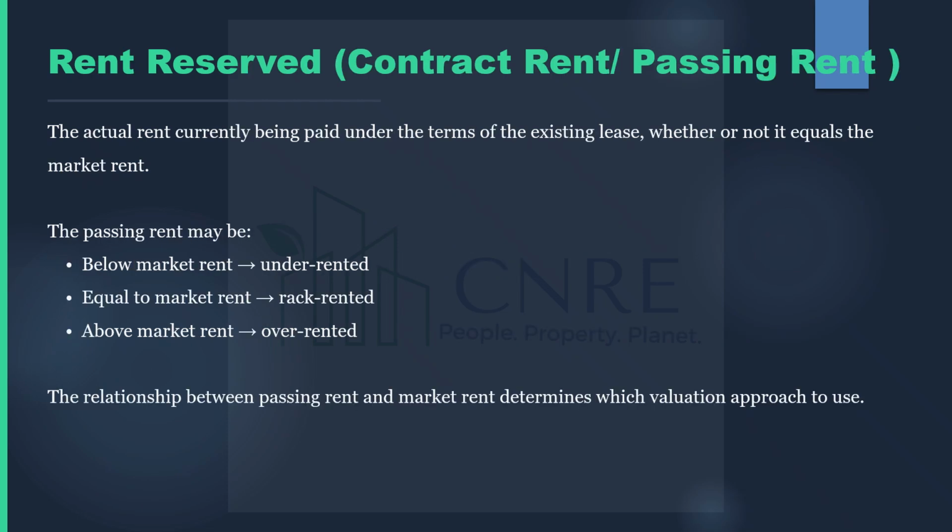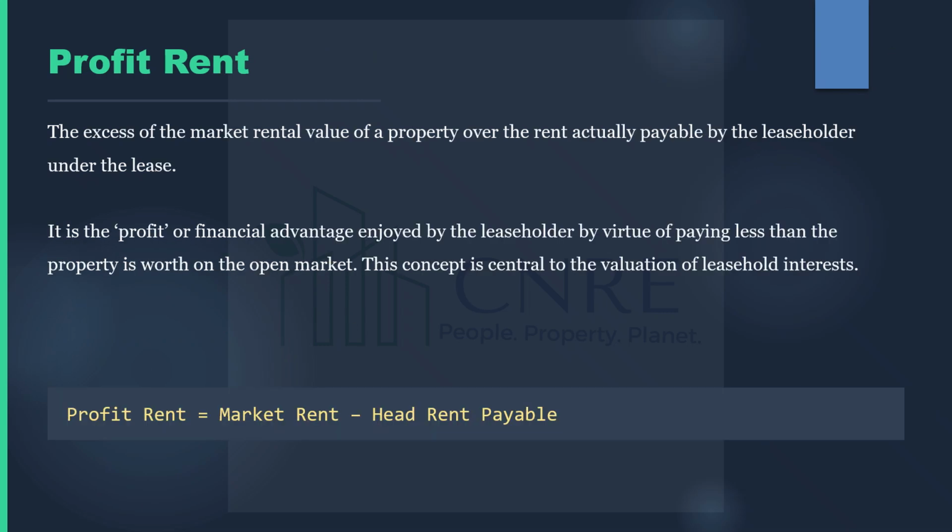So here we have the rent reserved, also known as the contract rent or the passing rent, or in some cases the rent passing. It is the actual rent that was paid by the tenant to the landlord under the terms of the lease. Okay. It is very different from the one we did before, the full rental value or the market rent. This is the exact amount that passed between the tenant and the landlord. And the relationship between this passing rent and the market rent is what determines the kind of valuation approach that is used.